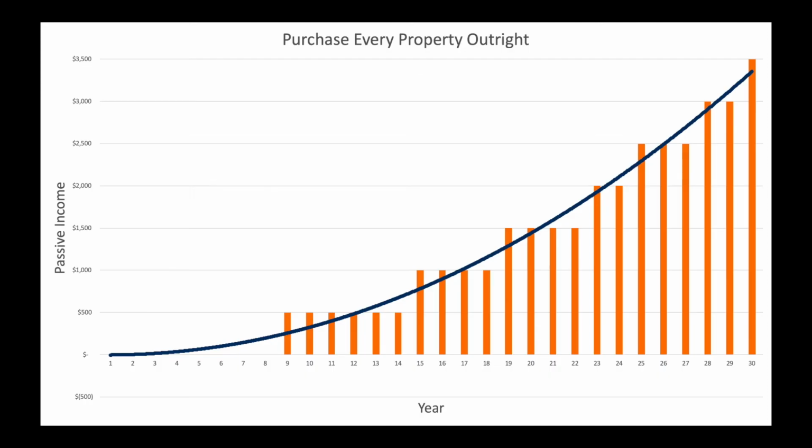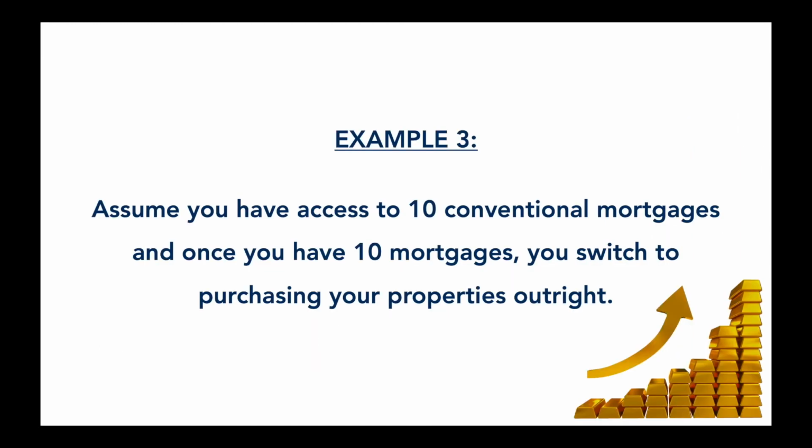Here's a similar graph that you can see again. We're increasing exponentially. This graph looks a little different because our increments are larger. We increment up by $500 every time we get a new property, instead of by $140 when we would get a new mortgage. Now, example 3 is perhaps more realistic to what you might be thinking of doing.